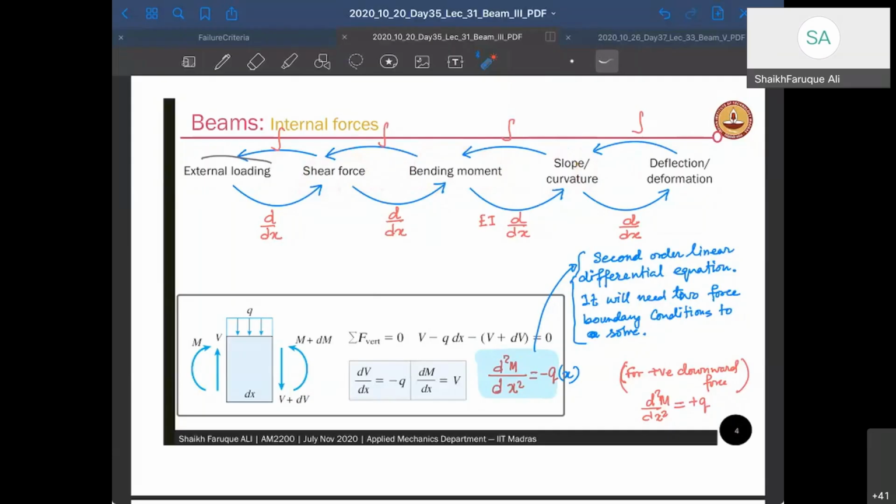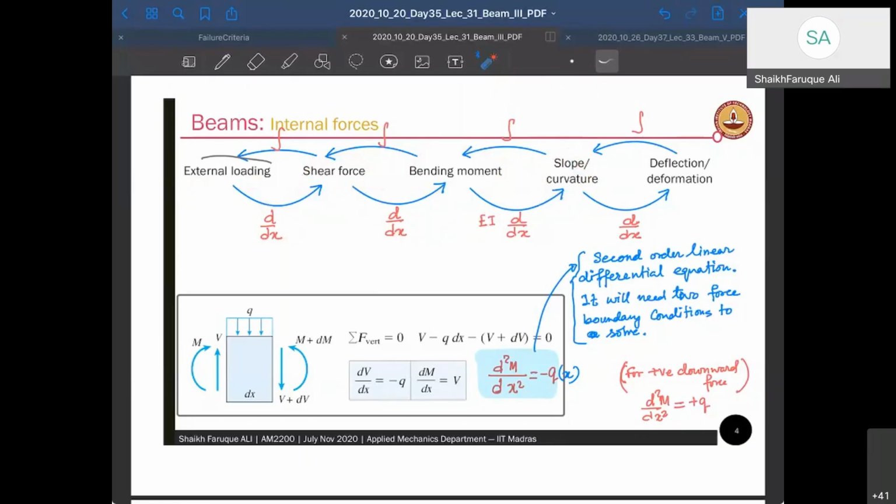If you have a load, you take derivative of that load with a spatial coordinate, you get shear force. Then you take another derivative, you get bending moment. Then you take another derivative and multiply with EI, you get slope or curvature. Take another derivative of slope and curvature, you get deflection. Did I say it correctly? No, I said it wrongly.